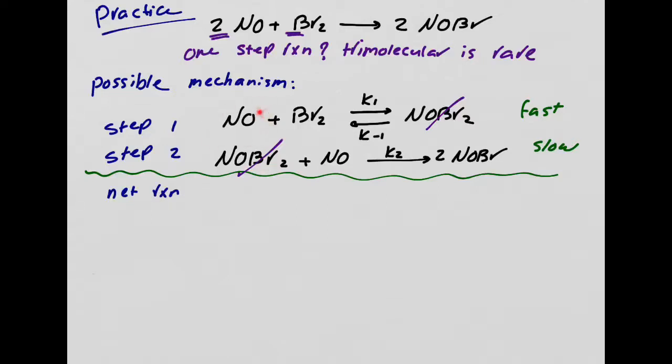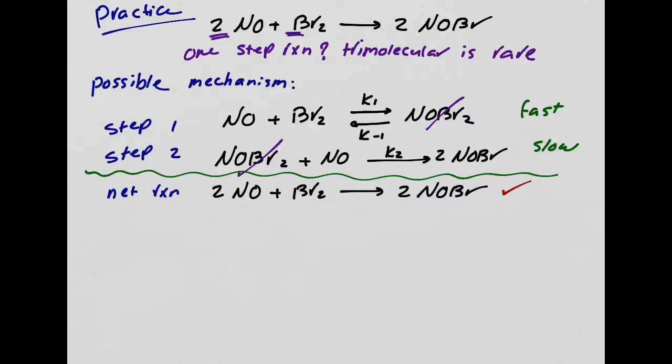I have 1 NO. I have 1 NO. So I have 2 NO. So I'm going to write 2 NO plus Br2 goes to 2 NOBr. Is this the same reaction on top? Yes, it is. Happy face. So yes, if I add up these 2 reactions, I get my main reaction. First part is out. We got it?